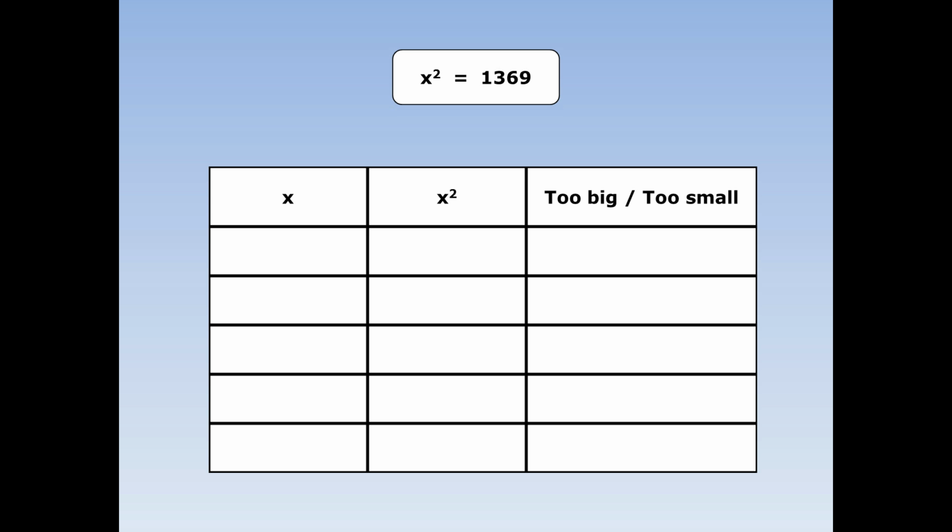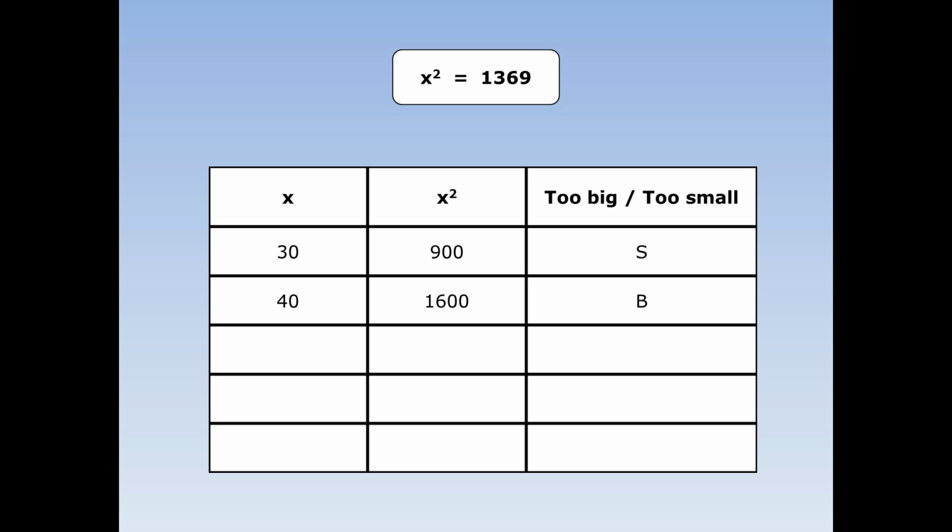Okay, x squared equals 1369. Let's take a guess: x is 30. x squared is 900. Now that's too small for our answer. So for my next guess, I'm going to go for 40, which is bigger than 30. What's 40 squared? It's 1600.